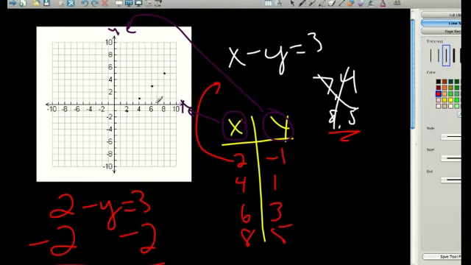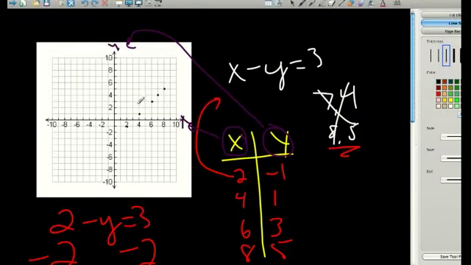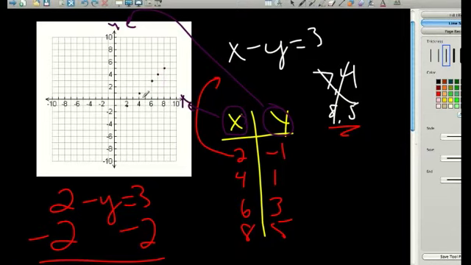So according to that theory, let's see the value of 7. Well, the value of y is 4. So if we graph this, we're going to get 7 and then 4. That looks like it's on the line. Let's try 5. So 5 minus what is equal to 3? 5 minus 2 is equal to 3. That's on the line too.